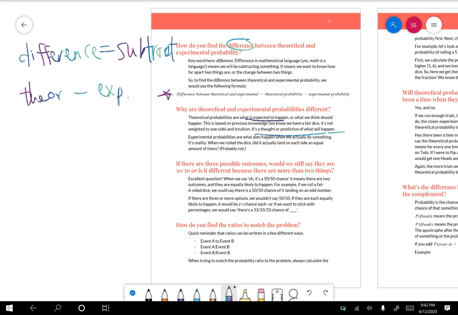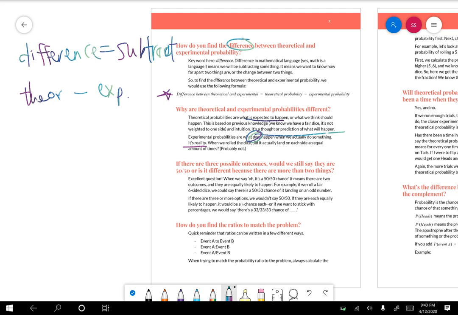Experimental probability, though, is what actually happens. So what does happen when we actually do something? It's reality. It's not a thought, it's reality. It's not a prediction, it's reality. What happened? When we roll the die, did it actually land on each side an equal amount of times?